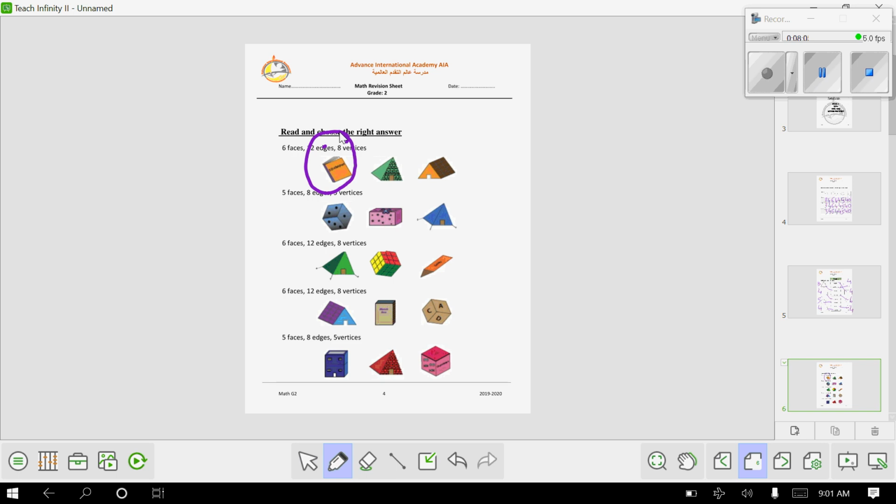Number 2: 5 faces, 8 edges, and 5 vertices. Which object represents this shape? Perfect, it's a tent. The tent is the shape of a pyramid. Next: 6 faces, 12 edges, 8 vertices. Perfect, it's a mystery cube.